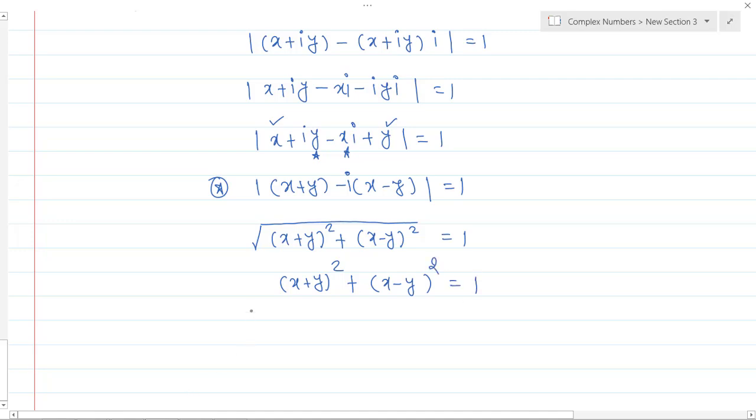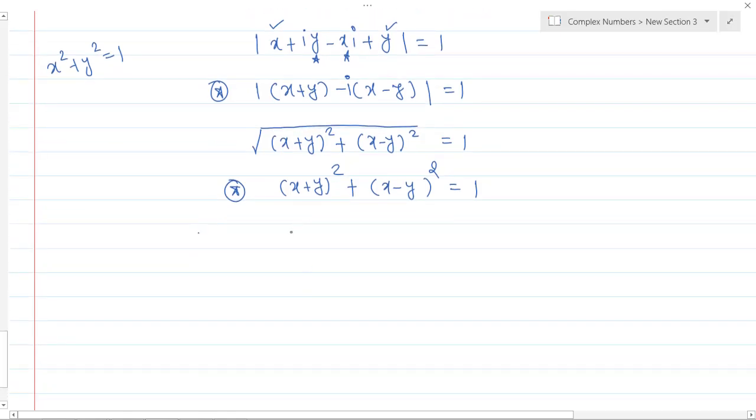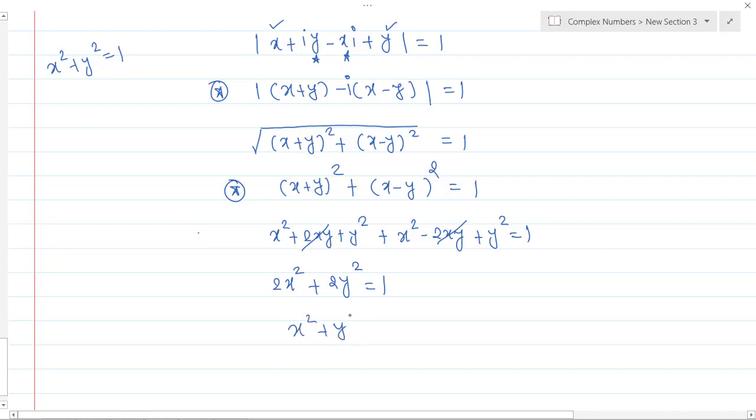And what is this? This is of the form x square plus y square equal to 1. Okay, let's further open this. So what will you get? x square plus 2xy plus y square, plus what about the second, x square, sorry, minus 2xy plus y square, is equal to 1. So plus 2xy and minus 2xy cancel. So x square becomes 2x square and y square becomes 2y square, equal to 1. Then x square plus y square is equal to 1 by 2.